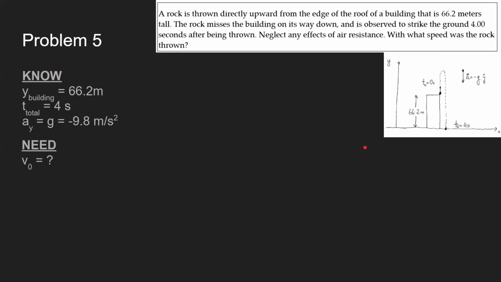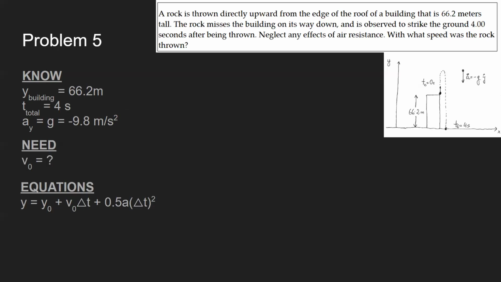We need to find the initial velocity. The equation that we can use is this one right here. Now, why is this the one that we're going to use? Well, of the three, this is the only one that doesn't have final velocity. And final velocity is not something that we know. It's not going to be zero. It's actually going to be increasing in magnitude as it goes down. And so we don't know what that is.